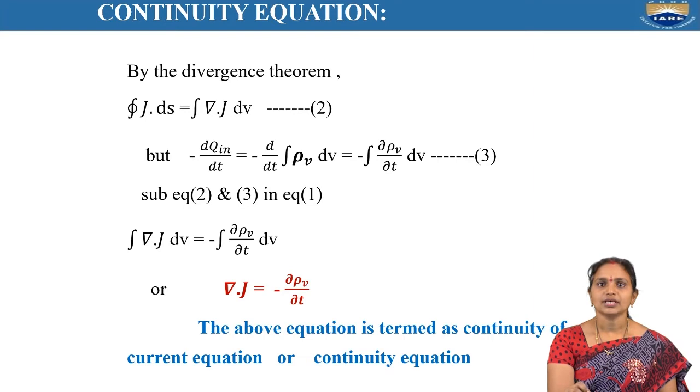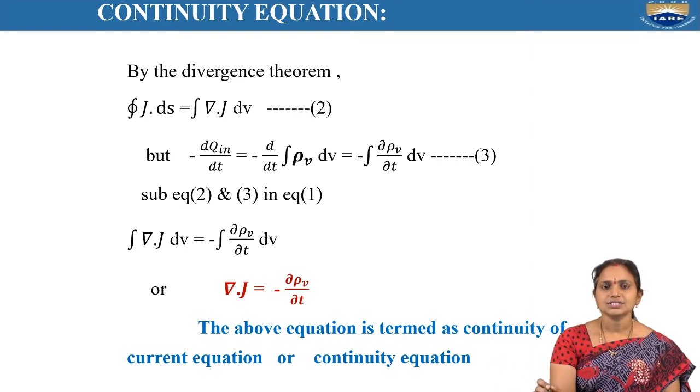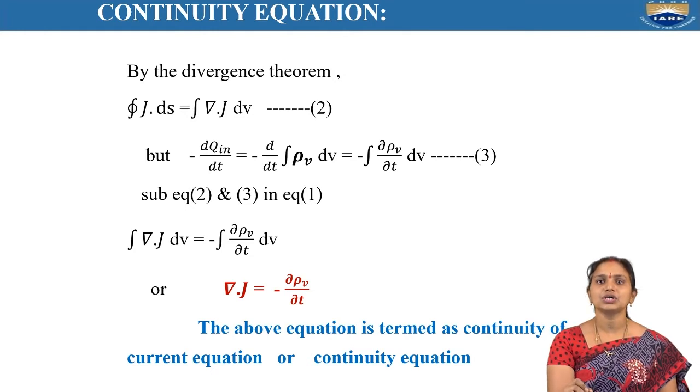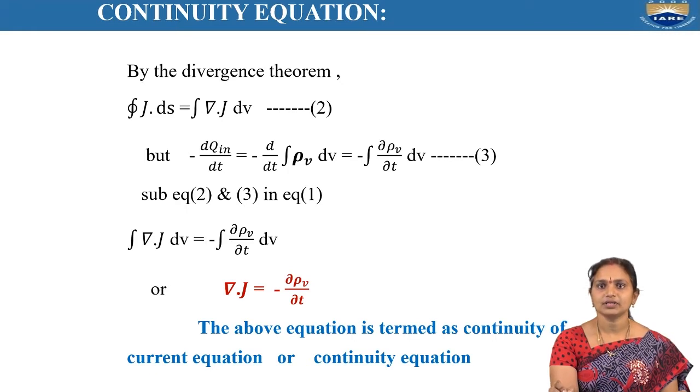But now if you take the other term, minus d by dt of Q in, here Q in belongs to a volume. The charge within the volume we generally represent with rho v. Then it is minus d by dt, and Q in can be replaced with integral rho v dv. Now that term we can rewrite as integral of dou rho v by dou t into dv.